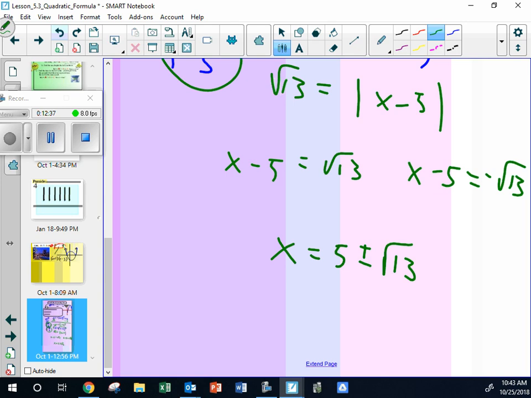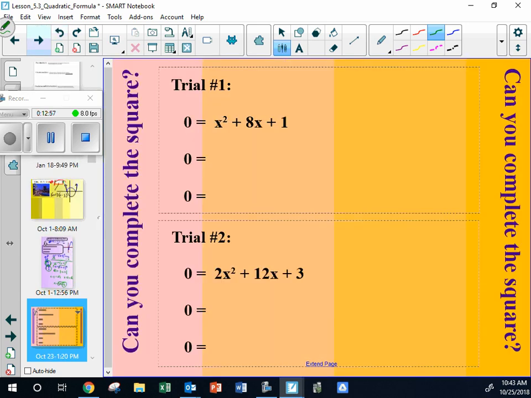So you might be saying, okay, in the context of the graph, Mr. Server, what the heck does that mean? Well, it's a decimal. It's just not a nice exact spot on the graph like 7. 5 plus the square root of 13 is one of your roots, and 5 minus the square root of 13 is your other root. All right. So completing the square, another important skill for today.